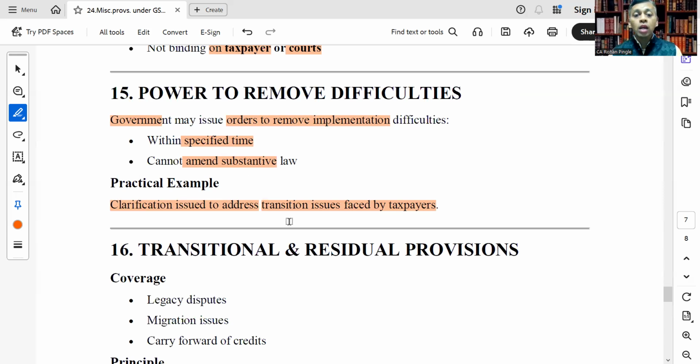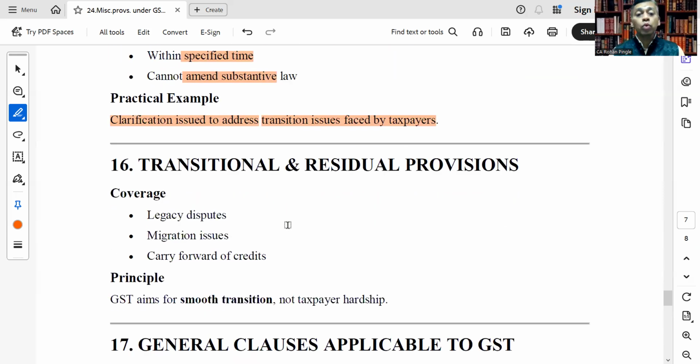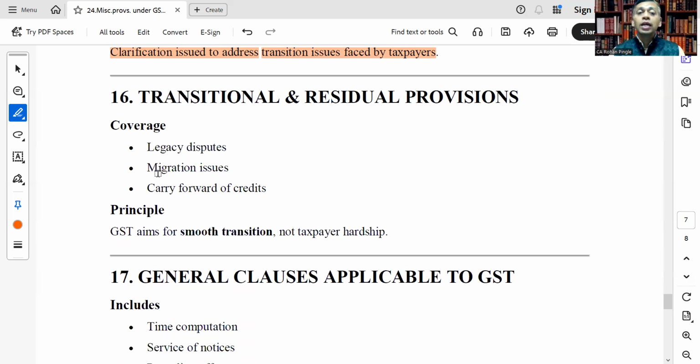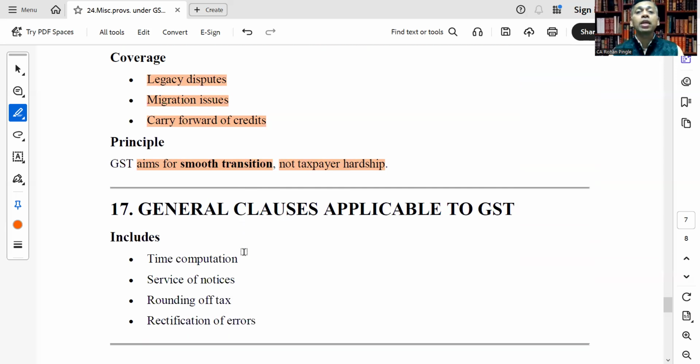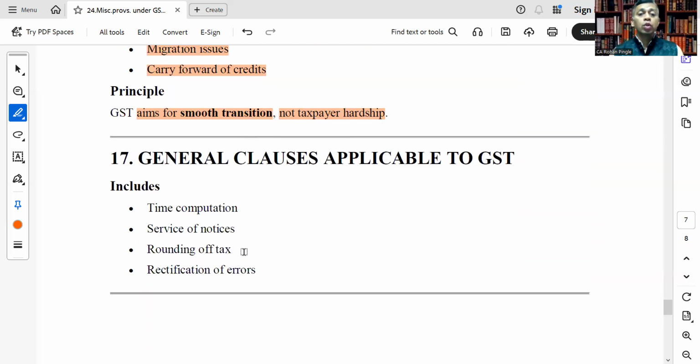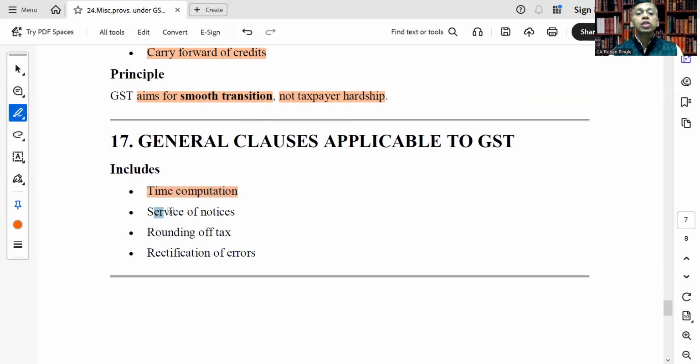Let's understand transitional and residual provisions. What it covers: legacy disputes, migration issues, carry forward of credits. Very important in case of transitional provisions is the carry forward of credits from one to another. The principle is that GST aims for smooth transition, not taxpayer hardship. General clauses applicable to GST include time computation, service of notices, rounding of tax, and rectification of errors.